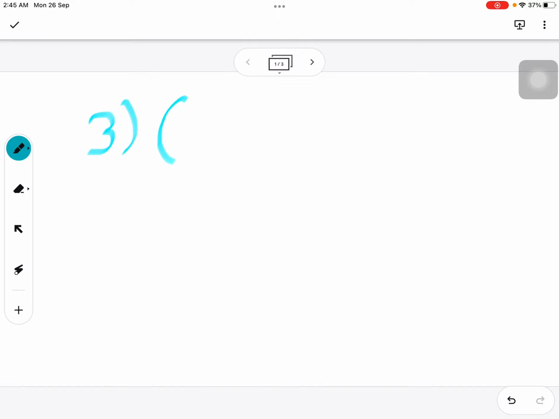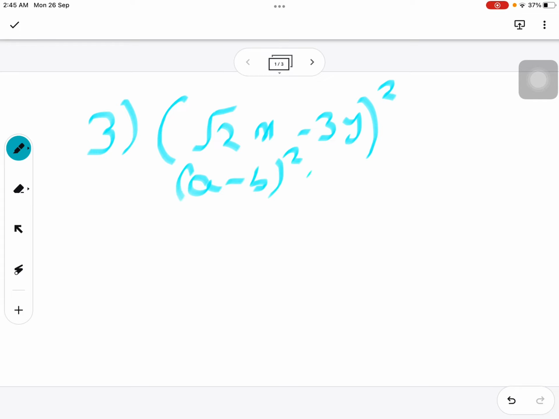Now we'll slightly increase the difficulty level. (Root 2x minus 3y) whole square. Okay, again we use the (a minus b) whole square formula. Let's quickly write the formula (a minus b). Make it a habit to write the formula. Whenever there's a relevant formula, just write it down. a square plus b square minus 2ab.